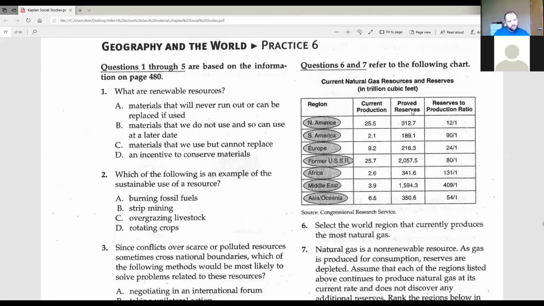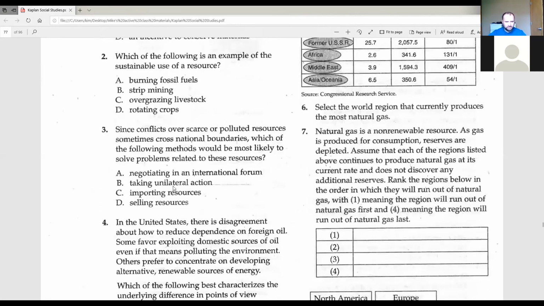Okay, let's see here. Let's do a few more. I don't think we're going to do all of these, but let's see what else we want. Let's skip number 3.